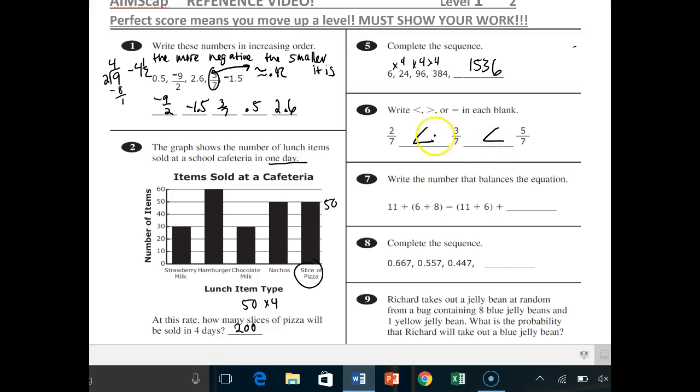If you didn't have the same denominator, you'd use the butterfly method. You do 2 times 7 is 14, and you're comparing 7 times 3, which is 21. And then 7 times 5, which is 35. And you can see 21 is greater than 14, 35 is greater than 21.